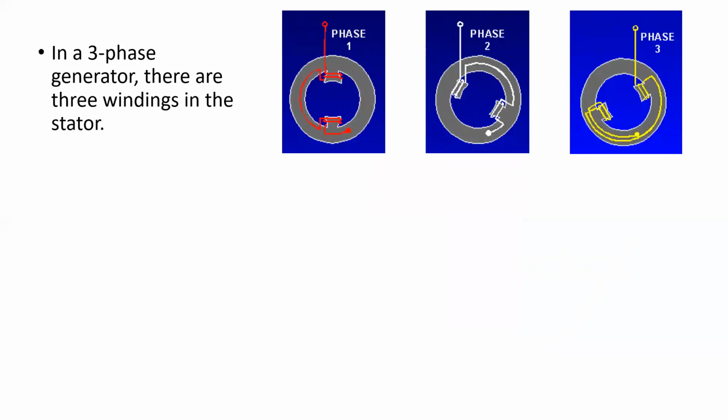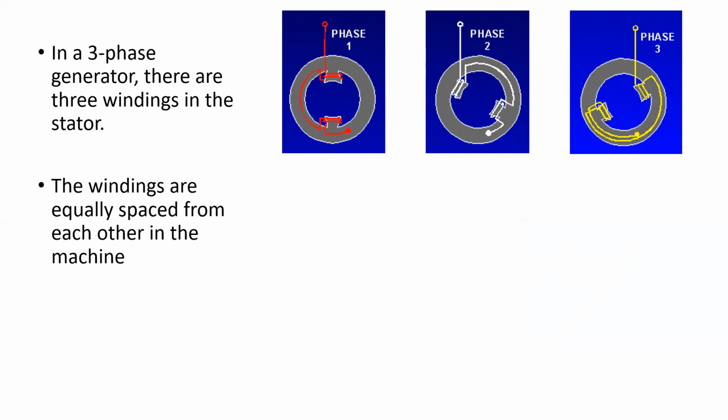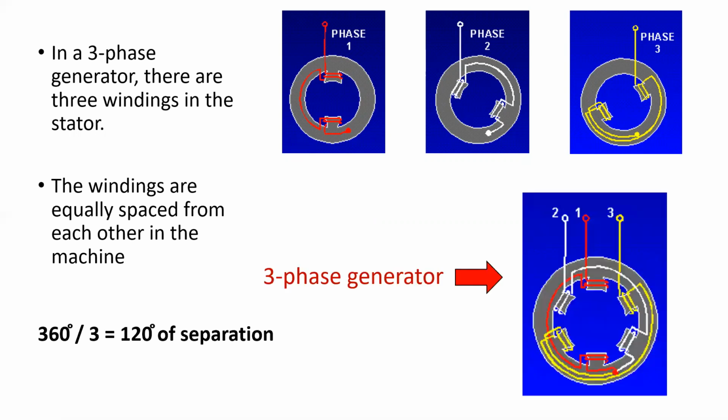In a three-phase generator or alternator, there are 3 windings in the stator. Notice their position. They are equally spaced from one another in the stator of the machine. And because it's a circle and there are 3 of them, it means that they each have a physical rotational separation of 120 degrees. In a standard 3-phase generator, we have these 3 individual windings that are all built into the same machine, thereby providing us with 3 independent phases of alternating current.